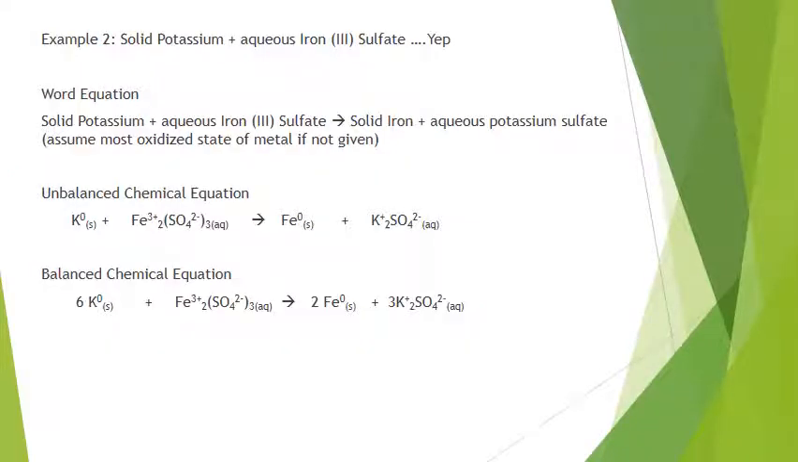Okay, so let's do one that does work. Let's say solid potassium plus aqueous iron 3 sulfate. Will this reaction take place? Well, potassium, if you look at the activity series, is higher up than iron, so yes, the reaction takes place. First of all, you have to write the word equation. So solid potassium plus aqueous iron 3 sulfate will yield solid iron plus aqueous potassium sulfate. Notice you just swap the names. The potassium takes the place of the iron and the iron comes out.